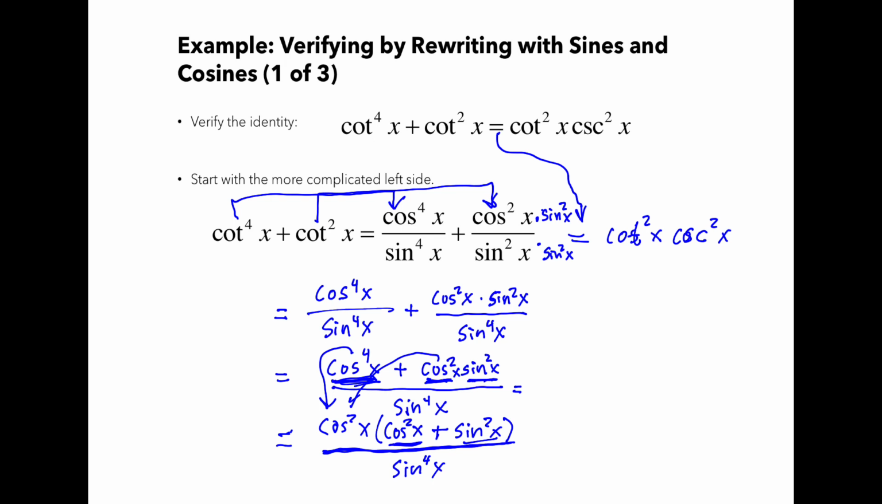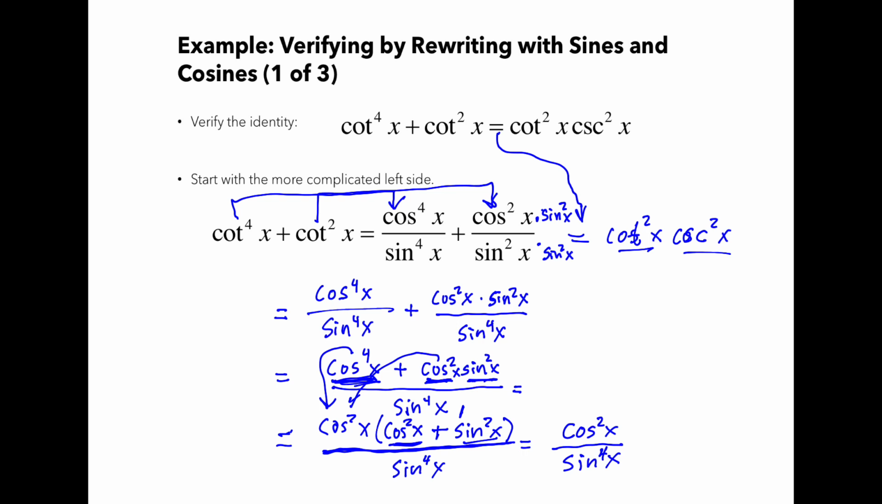And I see a relationship here, my Pythagorean identity with the cosine squared x, sine squared x. So this can become 1, which then leaves me with just cosine squared x times 1, which is cosine squared x over sine to the 4th of x. Again, I still don't have what's over here, but I have it written as one statement there.